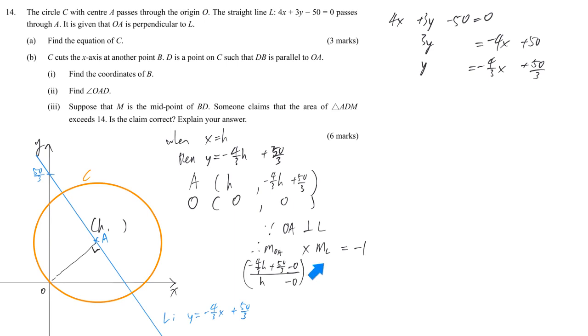And then slope L is obvious because we already rewrote it. So the slope is negative 4 over 3, and the product is equal to negative 1. I remove this factor. That means on both sides we are going to times negative 3 over 4. So the right hand side becomes 3 over 4. And then we just solve this equation because only h is unknown, so it's enough for us to find the value of h.